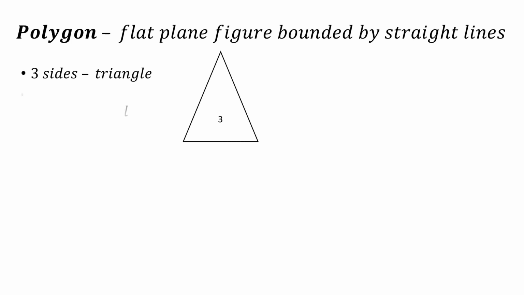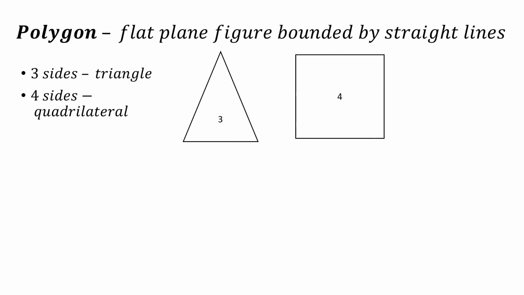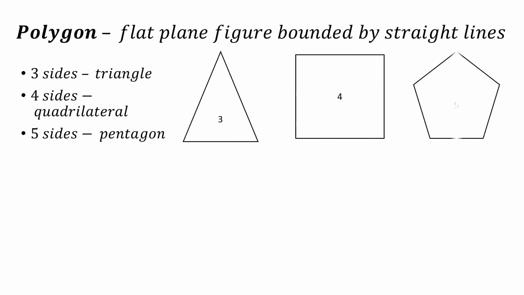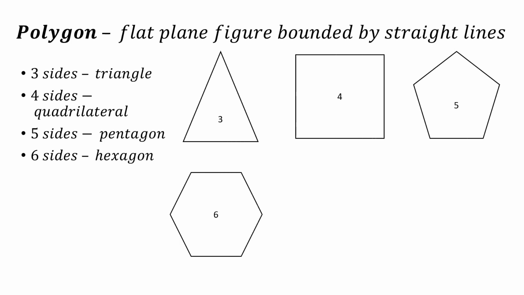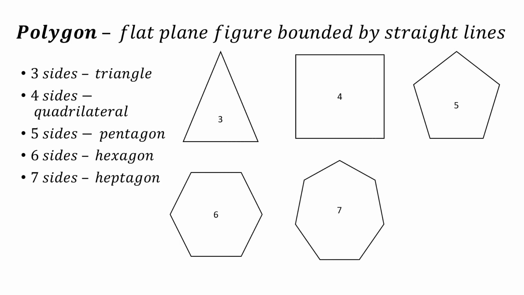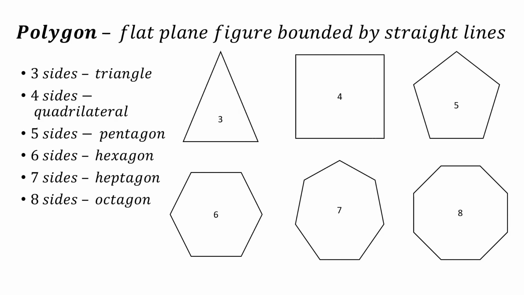When the polygon has four sides, that is called a quadrilateral. Here you can see four sides. And if the polygon has five sides, that is called a pentagon. The next one, six sides, can be called a hexagon. If there are seven sides, we call it a heptagon. And if the polygon has eight sides, we call it an octagon. And likewise, it will move with the number of sides and the names will also change.